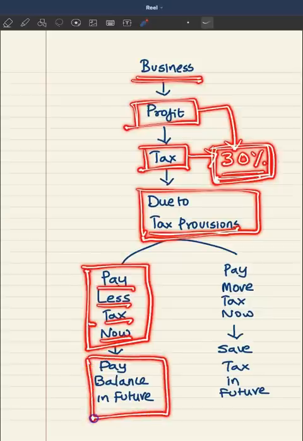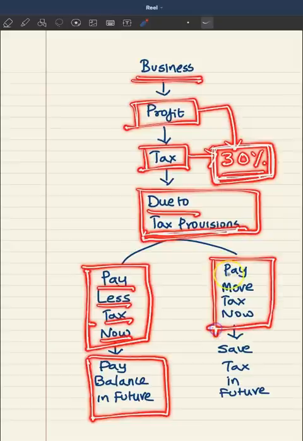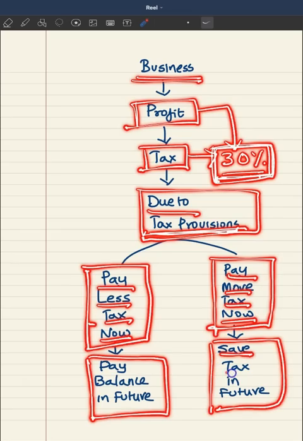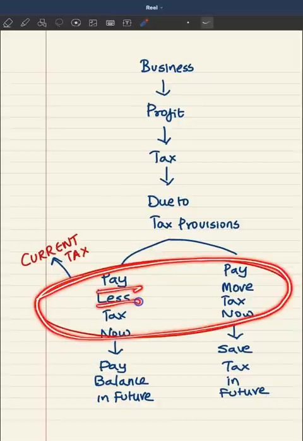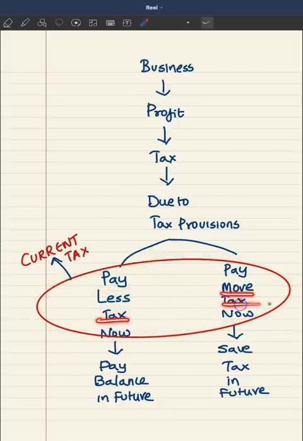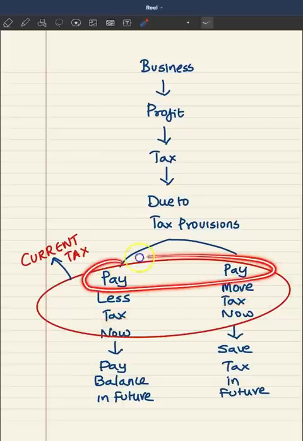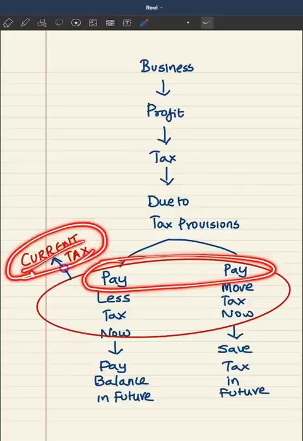There can also be another scenario where the business is supposed to pay 30%, but because of the same tax provisions, it is actually going to pay more tax now. In those cases, it is paying more tax now, and because of that, it will save tax in future. Whatever it has paid more, it is going to save in future. So here, whether it pays less or more, whatever it pays now will be called current tax. Whatever is paid in the current year or payable for the current year will be called current tax.